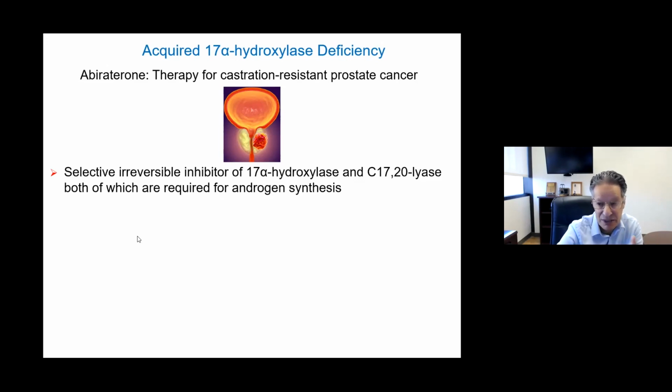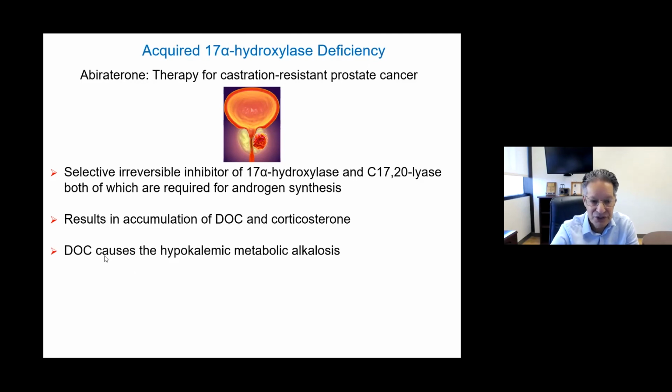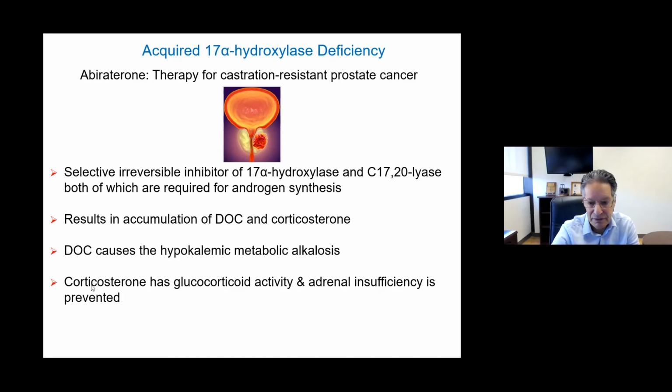But again, you end up with the same acid-base and electrolyte phenomenology because it results in the accumulation of DOC. And as I said, corticosterone is also made, so that's a potent glucocorticoid. You tend not to see the effects of the low cortisol, even though cortisol is low. So the DOC causes the hypokalemic metabolic alkalosis, and corticosterone, as I said, has glucocorticoid activity. So adrenal insufficiency is prevented in people who are on this compound.